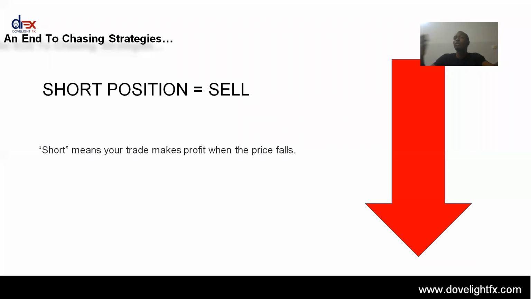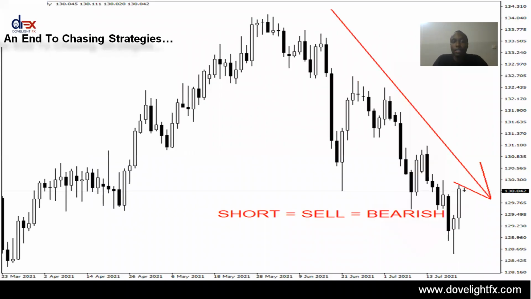It is like you are borrowing from your broker and simultaneously selling it, waiting for it to go down. You bought back, gave it back, paid the debt, and held your profit. Yes, $900. And this is an example of a short or sell or bearish market. Let's assume I'm at the top, I'm selling.